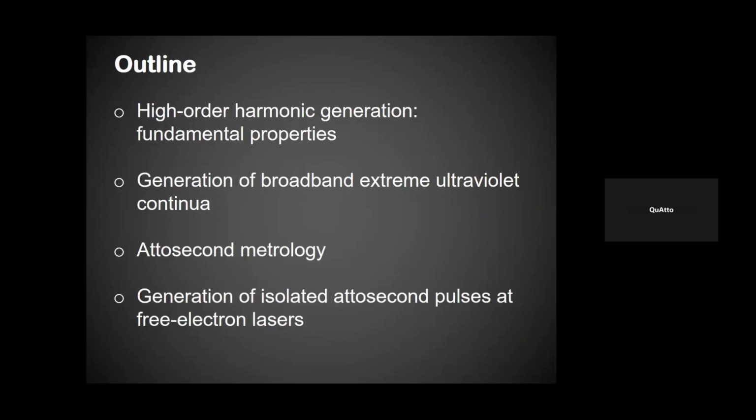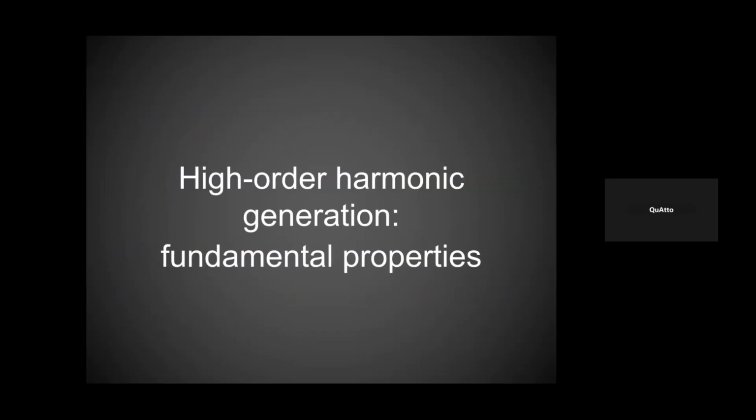I will start from some general properties of high-order harmonic generation, which I guess you are already familiar with. Then I will switch to how it's possible to create extreme broadband continua using this process. Then how we can characterize them, and I will finish the talk with some, now no longer so recent, results obtained at a free electron laser, this time not yet FERMI, but at SLAC, the free electron laser in Stanford, because there they can generate isolated attosecond pulses.